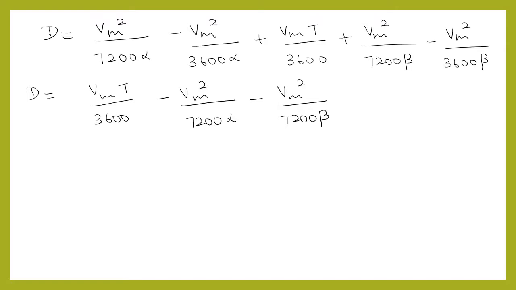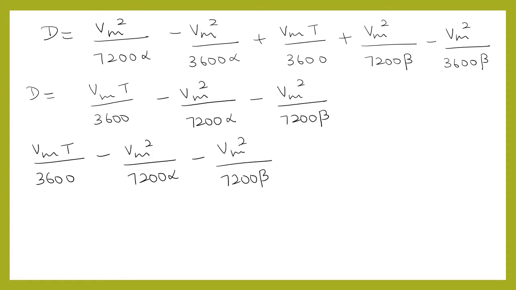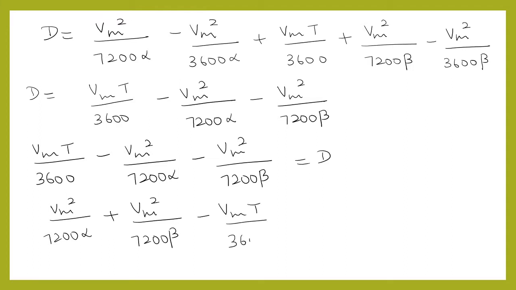So this is nothing but Vmt by 3600 minus Vm square by 7200 alpha minus Vm square by 7200 beta equal to D, or it is Vm square by 7200 alpha plus Vm square by 7200 beta minus Vmt by 3600 plus D equal to 0.